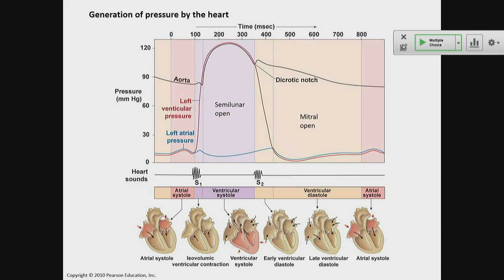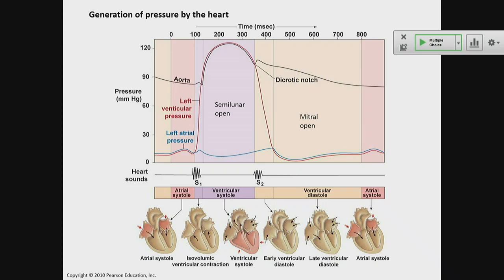So what is the volume inside the chamber at this point? How much volume do we have inside the chamber? It's 65, okay? So during the relaxation, remember, we just pushed as much blood as possible into the aorta, okay? So at this point, there's only 65 milliliters left.